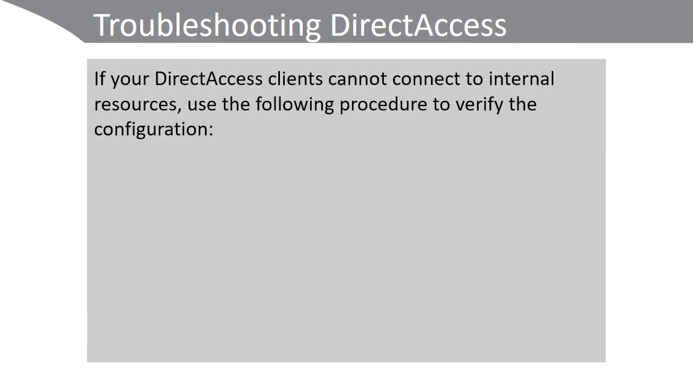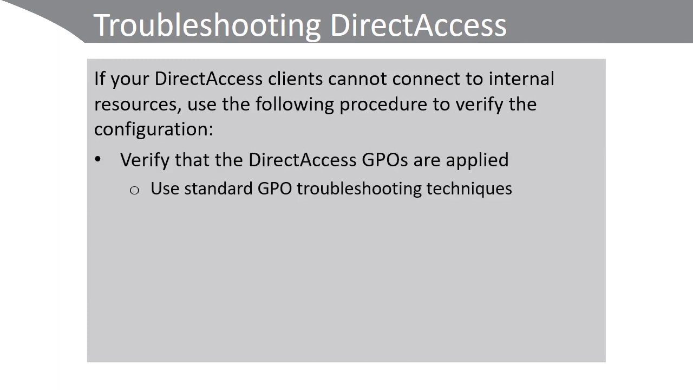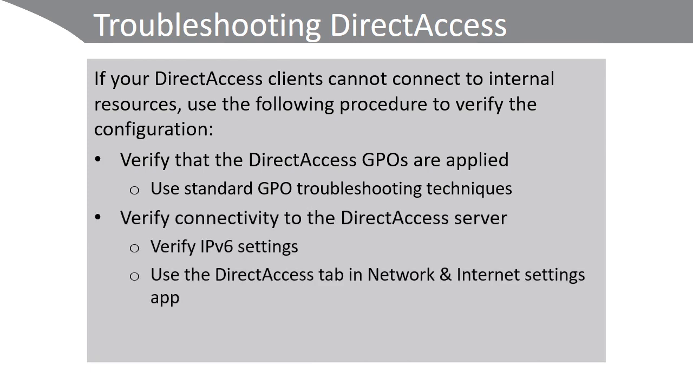To troubleshoot DirectAccess on a client, use the following procedure. First of all, verify that the DirectAccess GPOs are applied. You do this by using the GP result tool out at the client. Verify connectivity to the DirectAccess server by verifying IPv6 settings and then using the DirectAccess tab, which you can find in the Network and Internet Settings app.